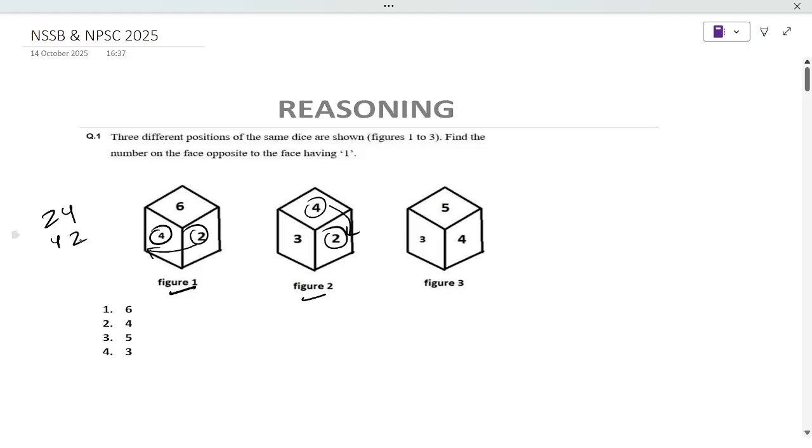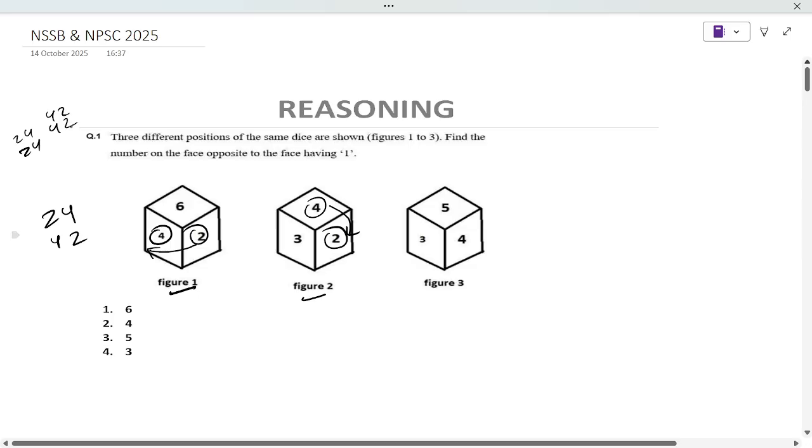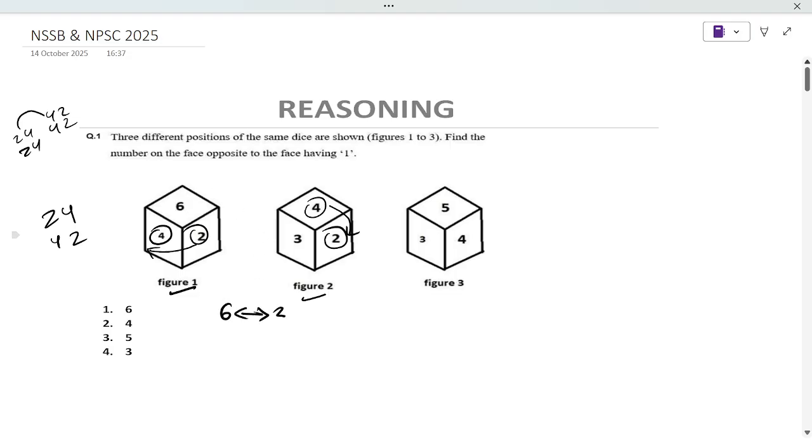So if it's from the same dice, we need such a sequence, right? 2 4, 4 2. If you have 2 4 2 4 or 4 2 4 2 in the clockwise direction, then these two figures will be from different dice. However, we're getting 2 4 and 4 2, that means same dice. So with 2 common, the remaining numbers are opposite to each other. So here 6 and 3, 6 is opposite to 3.